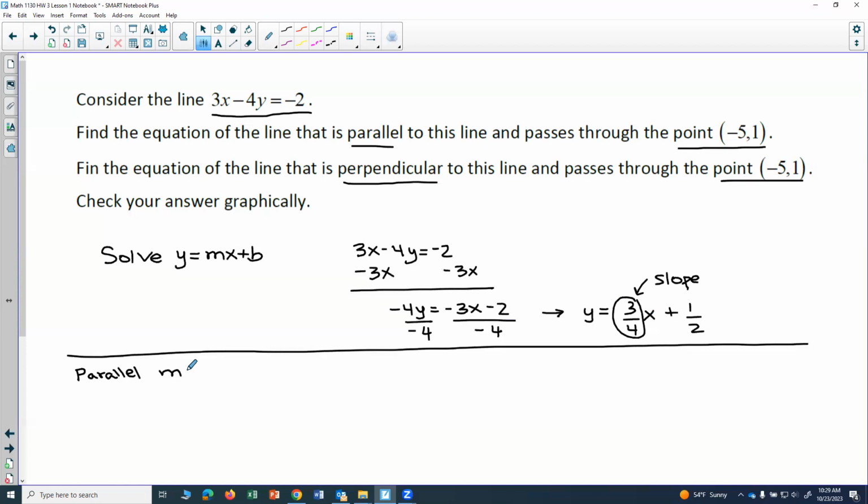For the parallel line, the slope is going to be the same, so 3/4. My point is given up here. This is my x1 and my y1. x1 is -5, y1 is 1. And remember, the point slope form of the line is y minus y1 equals the slope times x minus x1. So I'll have y minus 1 equals 3/4 times x plus 5, because I'm doing x minus -5, which becomes a plus.